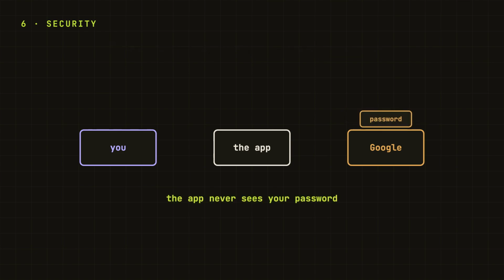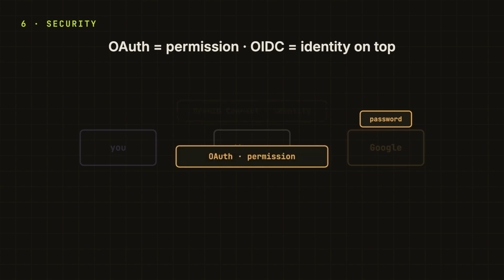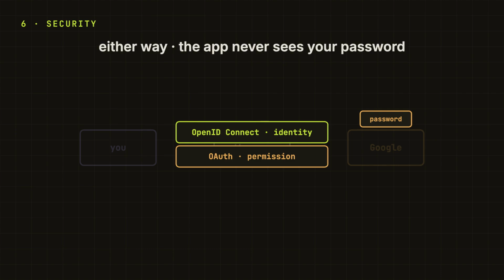So your password only ever goes to Google, and our store only ever holds a token, which can be cancelled at any time. And login with Google is built on top of it using an extension called OpenID Connect. So, a small, precise point worth getting right. OAuth itself is really about authorization, permission, and the actual login, the identity part, is OpenID Connect, sitting on top of it. Either way, your store never even sees your Google password, worth knowing by name.